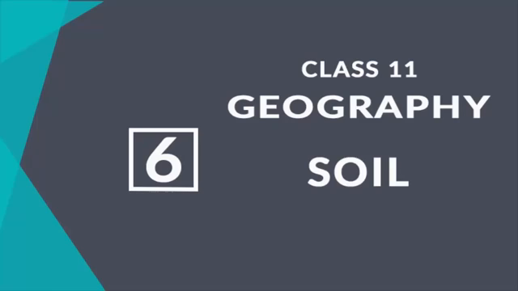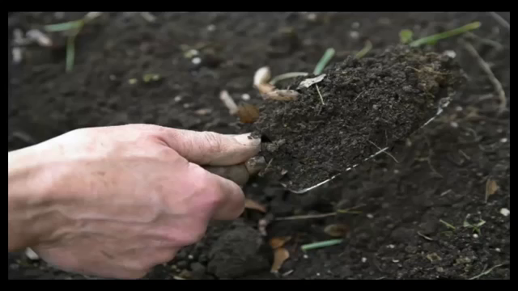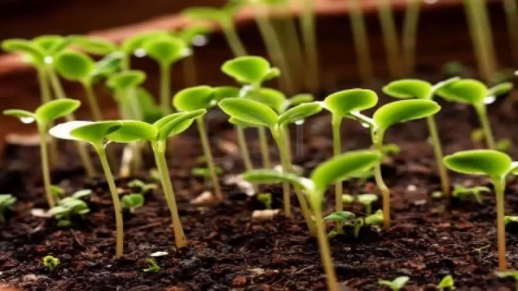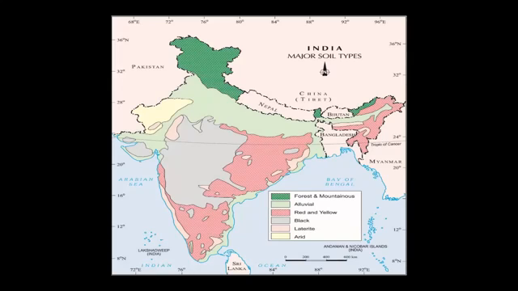Well, hello everyone. I'm back with a new series of videos covering chapters of Geography, Class 11, NCERT, Chapter 6, Soils. So, what is a soil? It is the upper layer of earth in which plants grow. So, that's the definition of soil. In this chapter, we will be reading about different types of soil, where they are found and what their usage is. So, let's get started.